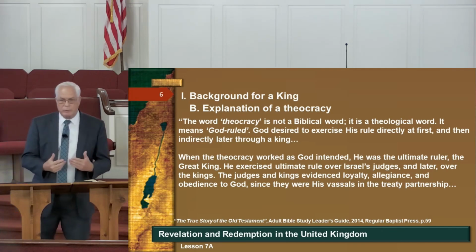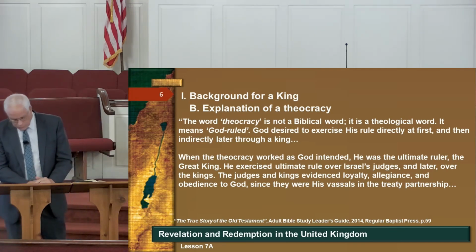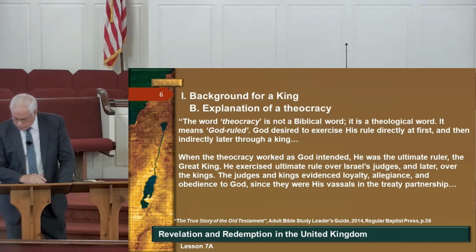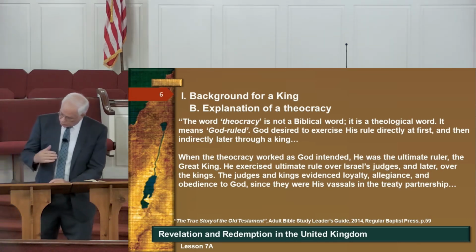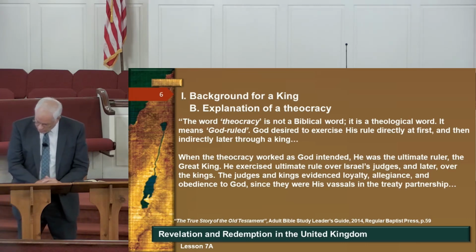But theocracy. The word theocracy is not a biblical word. You won't find it in the scriptures. It means God ruled. God desired to exercise his rule directly at first and then indirectly later through a king. When the theocracy worked as God intended, he was the ultimate ruler, the great king. He exercised ultimate rule over Israel's judges and later over the kings. The judges and kings evidently evidenced loyalty, allegiance, and obedience to God since they were his vassals in the treaty partnership.